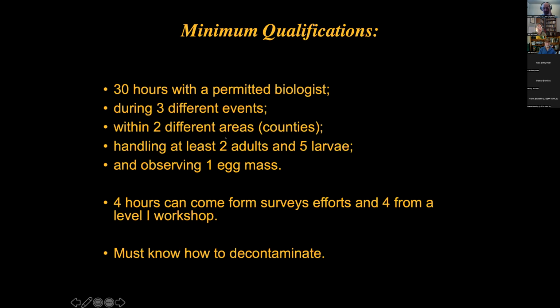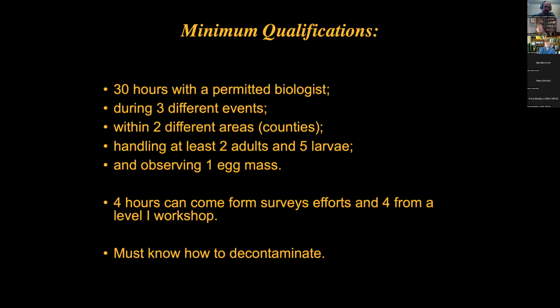So now you only have to handle at least 2 adults and 5 larvae. That's it, 7 animals. But that's the minimum. The minimum isn't what they want. It's the minimum. If you want to sue them, you can get away with the minimum. Nobody's going to sue them.